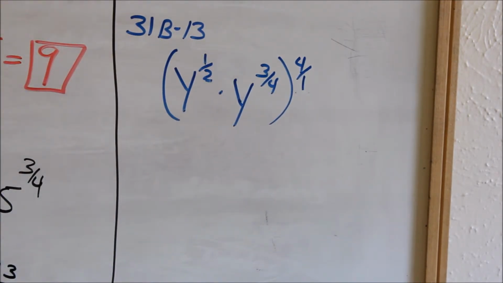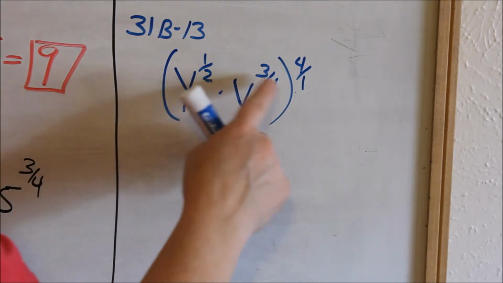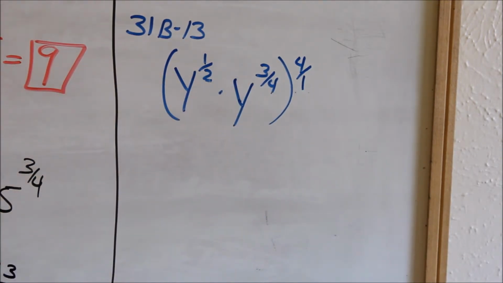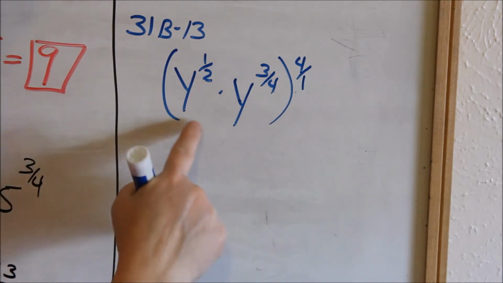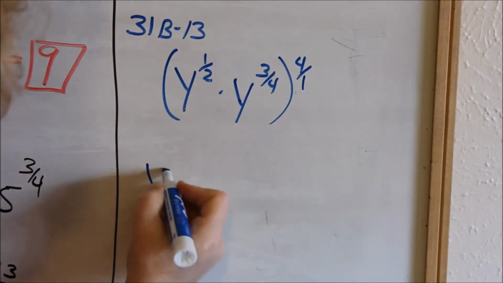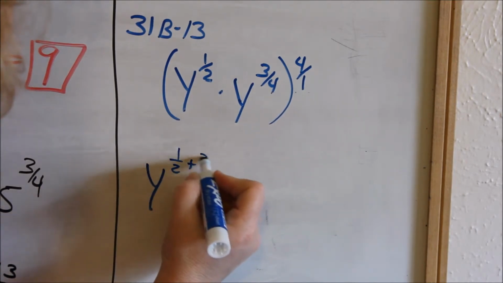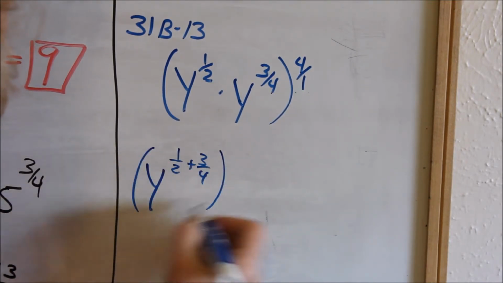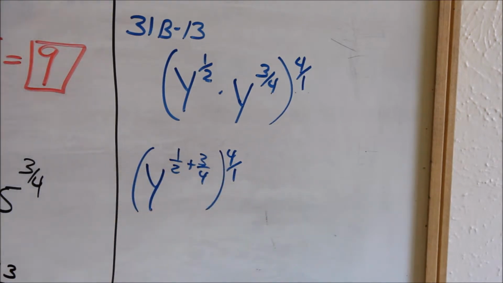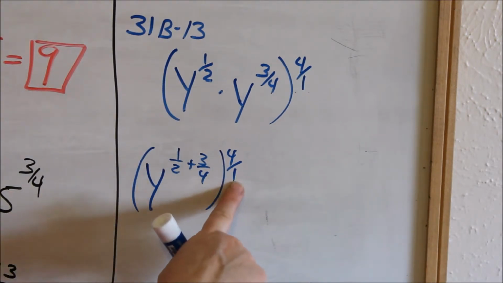Before, what we did is we added our exponents. The same is true even though we have a fraction. You add your exponents and you do parentheses first. So this is y adding your exponent 1/2 plus 3/4. I still have my 4/1 out here. I'm just going to ignore that for a second.